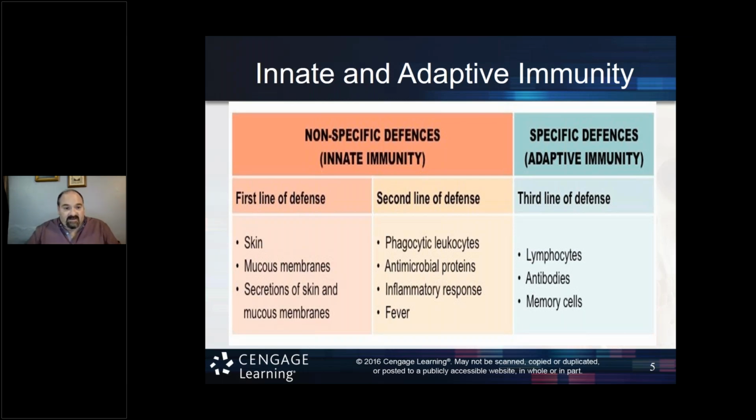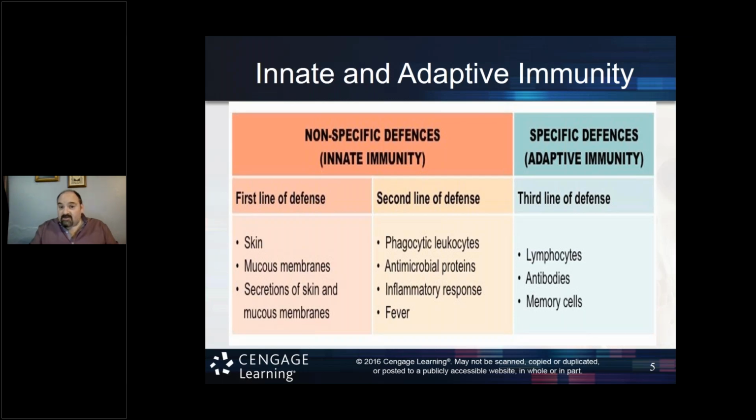That's the first line of defense. Second line of defense, you have here these phagocytic leukocytes, so neutrophils in particular you're thinking of. These are really involved in your primary response. They're like the first responders, the monocytes and the neutrophils.